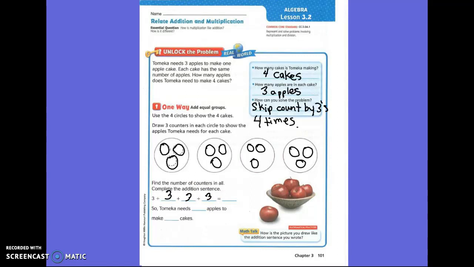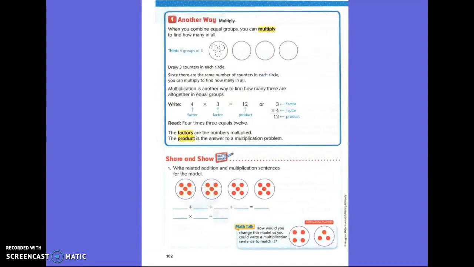We have 3, 6, 9, 12. So how many in all? 12. So Tamika needs how many apples? 12. To make how many cakes? 4. 4 cakes. Alright, go to your next page.